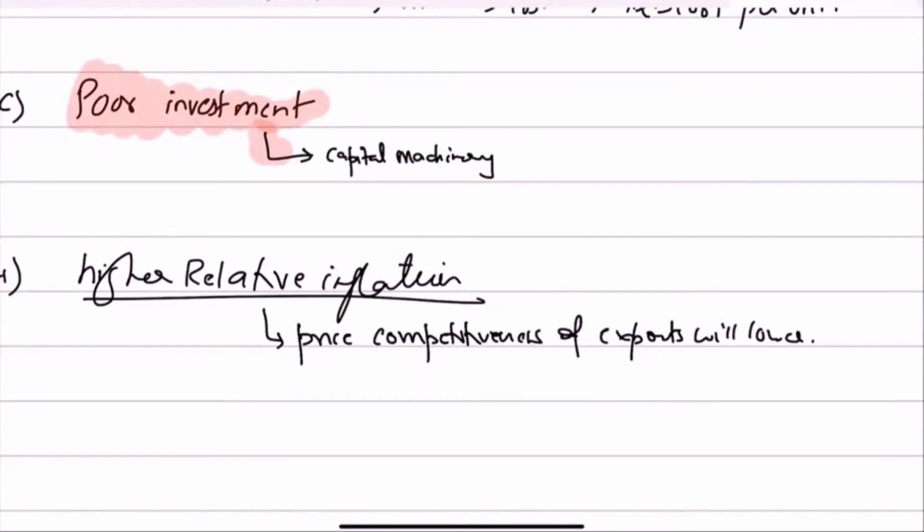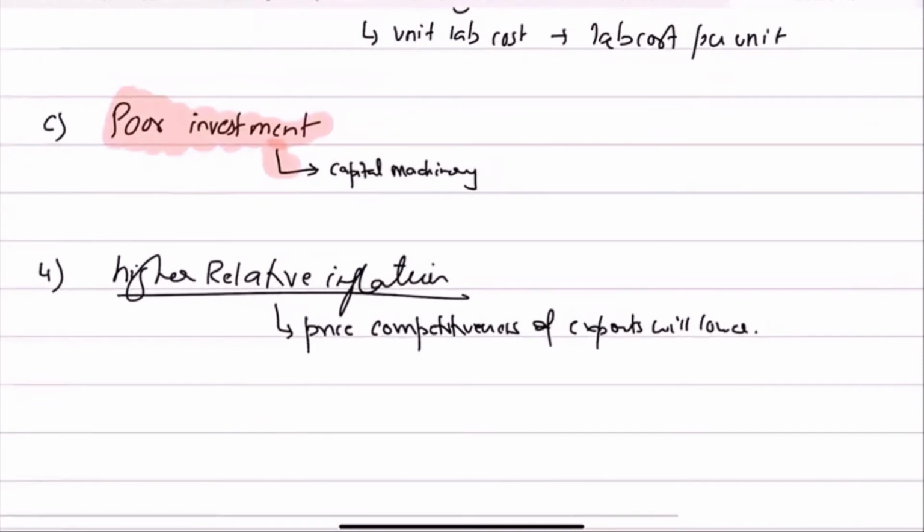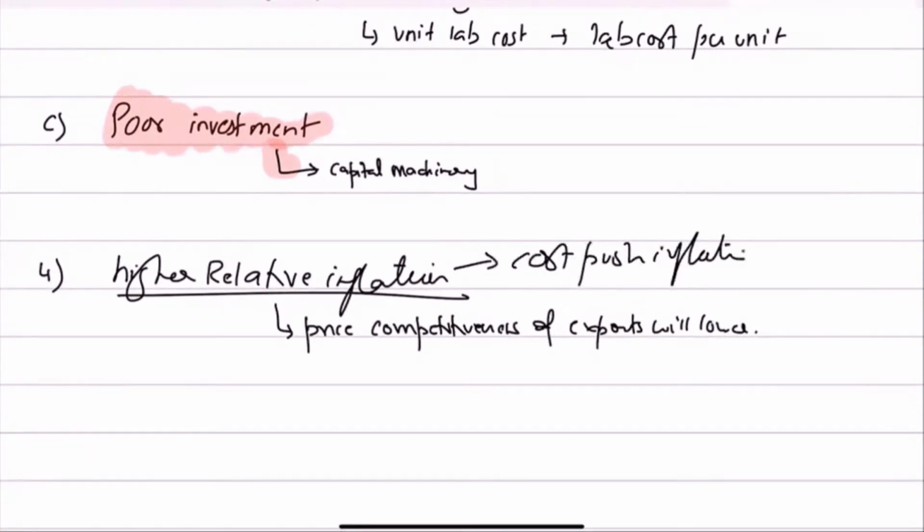So this is the reason that if you have a high relative inflation, and when we're talking about a high relative inflation, we're talking about cost push inflation in the economy, right? That is making your exports uncompetitive, right? Because the cost of producing those goods that will be exported is quite high.